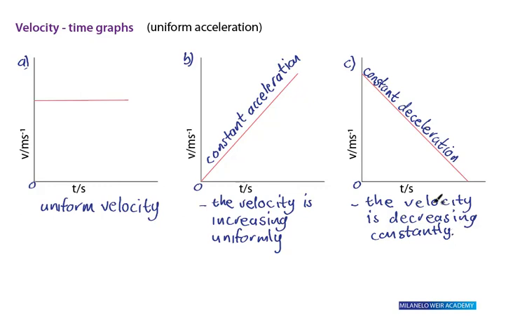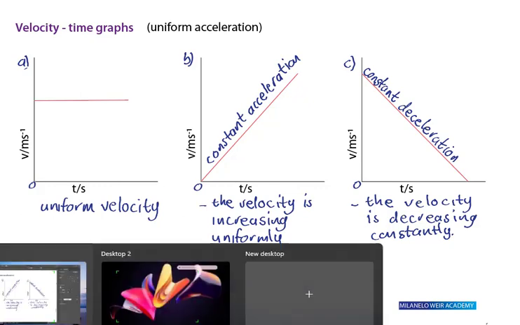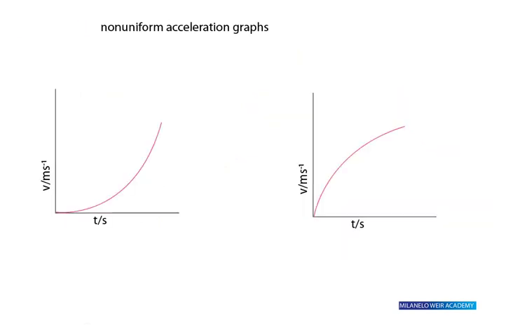Yes, now let's look at other types of graph with a non-uniform acceleration. Well, here they are. Non-uniform acceleration graphs. We are still looking at velocity time graphs, and call this D, call this E.